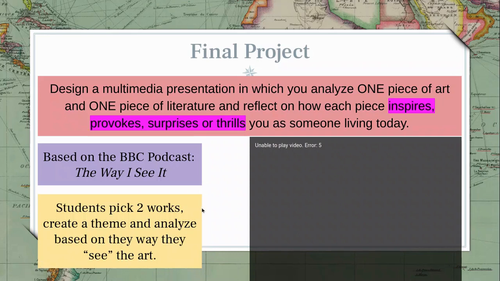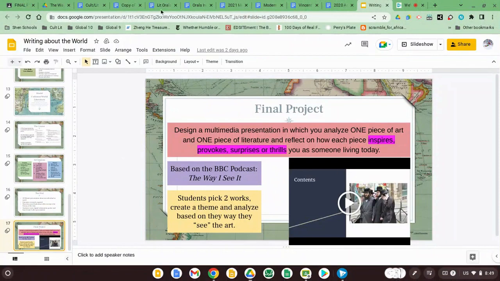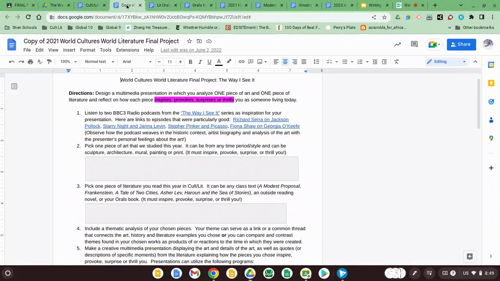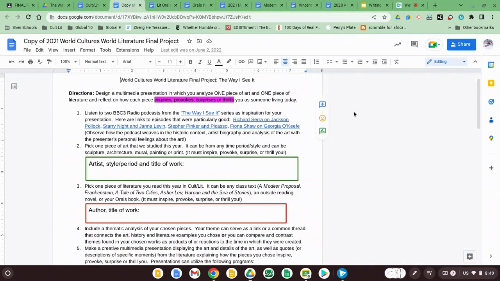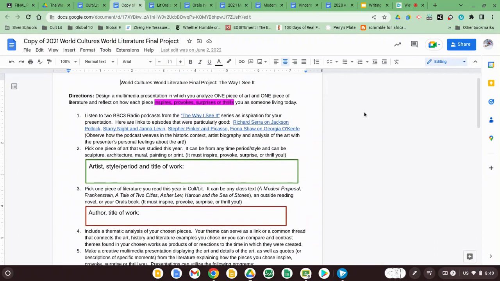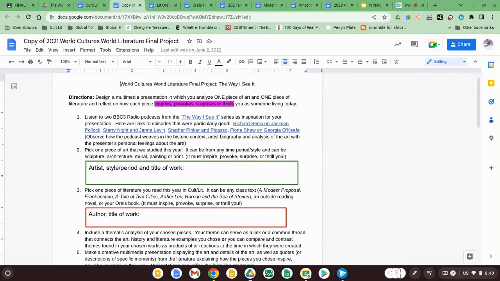So they pick two works. Hopefully, they come up with a really cool theme that links those works, and then they analyze those pieces based on the way that they see the art. It is super fun. I think it's a really nice way of giving up the reins and letting the kids really take over and show the level of analysis that they're able to create.